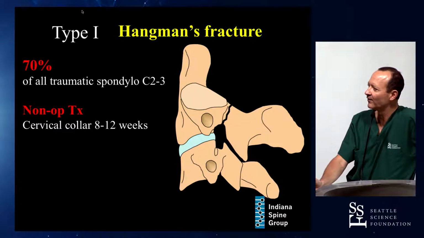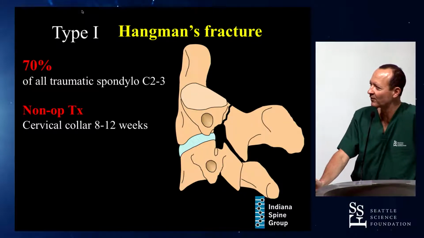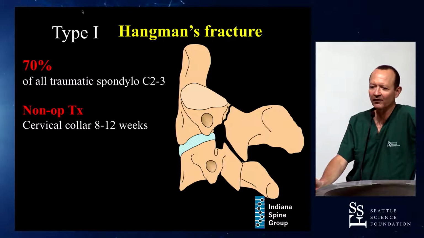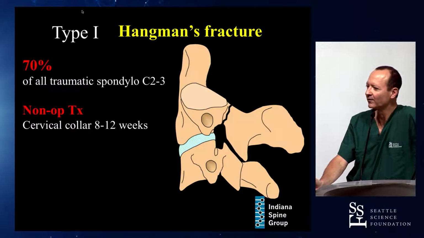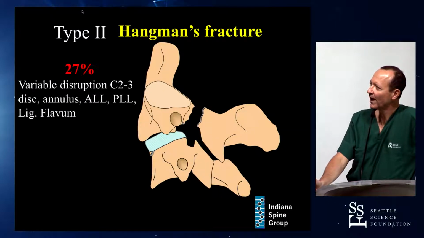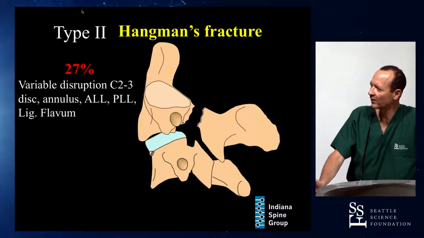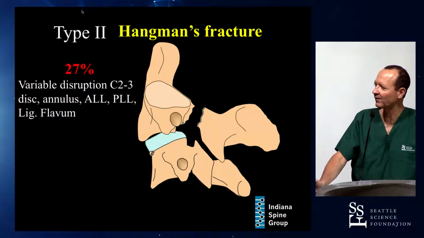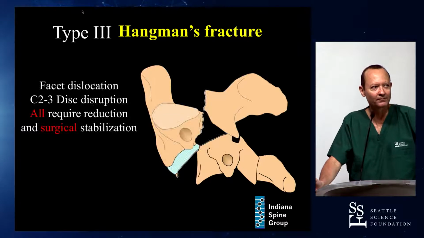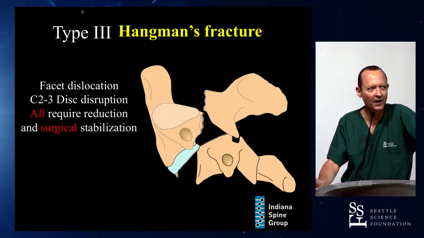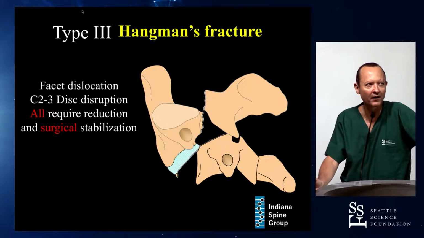So the vast majority of Hangman's fractures are these type 1. 70% are minimally displaced, less than 3 millimeters of displacement, and typically they can all be treated in a cervical collar, no halos. Most of them do extremely well non-operatively in a collar. Type 2 Hangman's fractures, again, have greater than 3 millimeters of displacement, and there's variable disruption of the C2, C3 disc with annulus, ALL, PLL, and ligamentum flavum injury of some type. Type 3 Hangman's fractures include a facet dislocation at C2, C3, and all of these require surgical reduction.